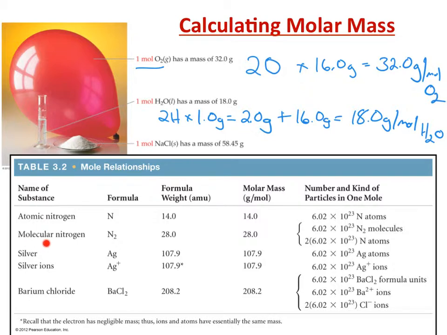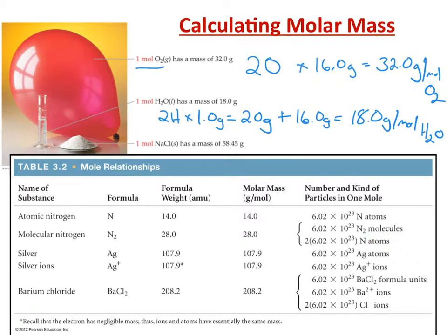However, if we're talking about molecular nitrogen, which means it has a formula of N2, nitrogen gas, its formula weight would then be 2 times 14.0 atomic mass units, so we get 28. Same thing when we talk about the molar mass. It would be 28 grams per mole. If we were to ask how many molecules of nitrogen we have in 1 mole of nitrogen gas, that's 6.02 times 10 to the 23rd nitrogen gas molecules.